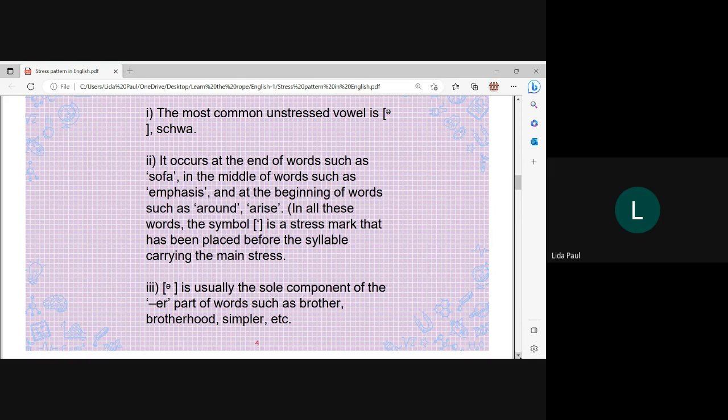So that is the meaning of the word stress, okay? So when you look at the schwa sound in these words, you'll notice that it is not heard very distinctly. You can't hear that sound very distinctly, which is why you call it unstressed. In Indian English, people do pronounce all of them very prominently. Like you won't hear people saying sofa. It's mostly sofa or emphasis or around or arise, right?